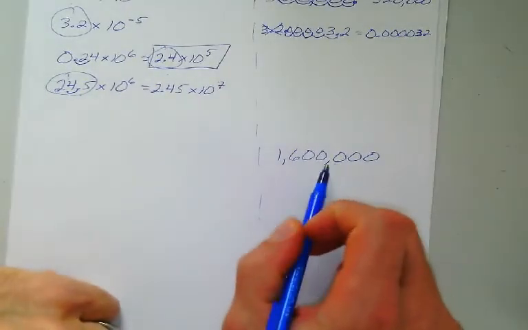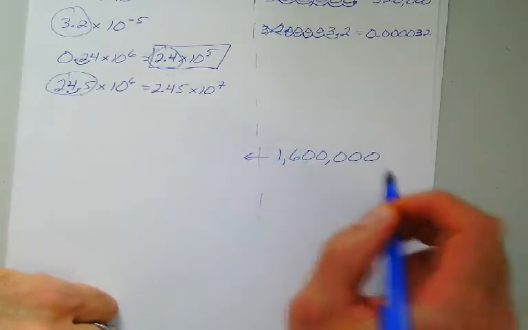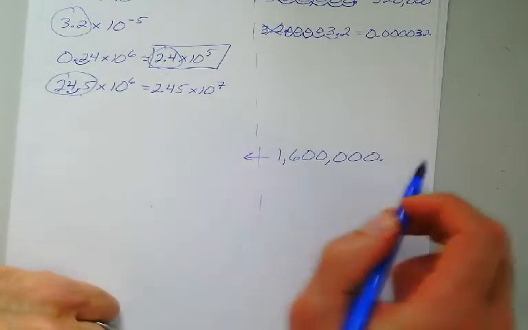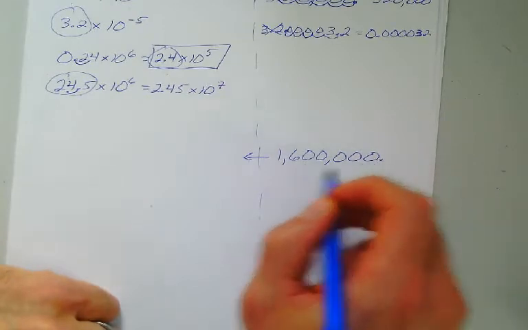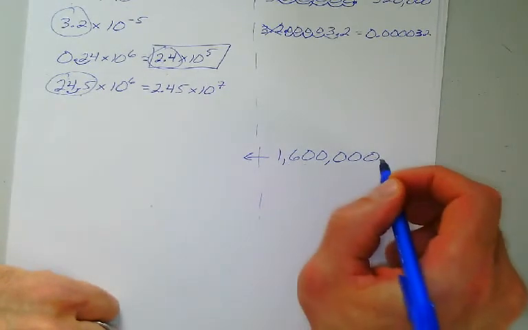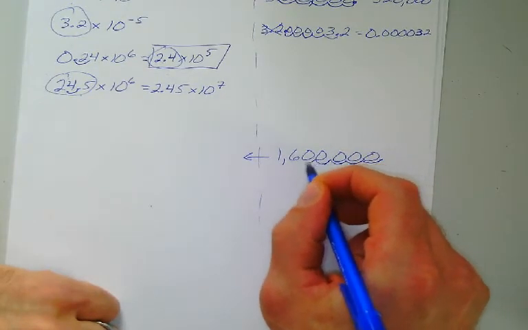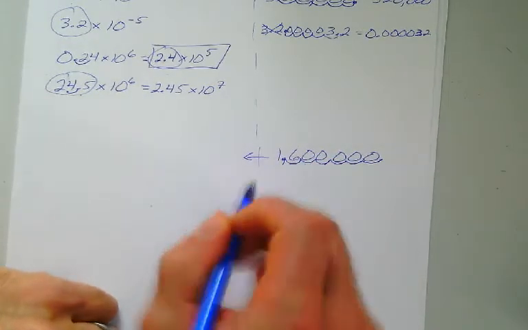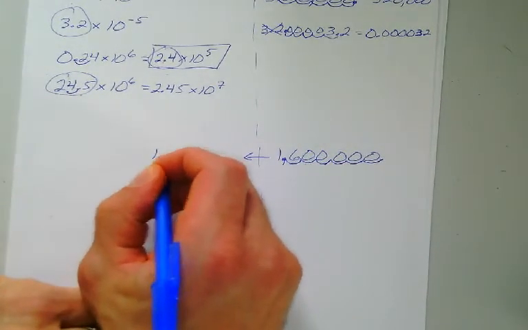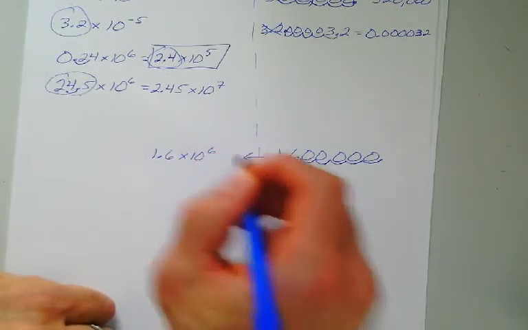So let's say I wanted to write this in scientific notation. Right now my decimal point is after that last 0. So what I need to do is get this decimal point between the 1 and the 6. I'm going to go left 1, left 2, left 3, left 4, left 5, left 6. So I get it between the 1 and the 6, and that becomes 1.6 times 10 to the 6th power.